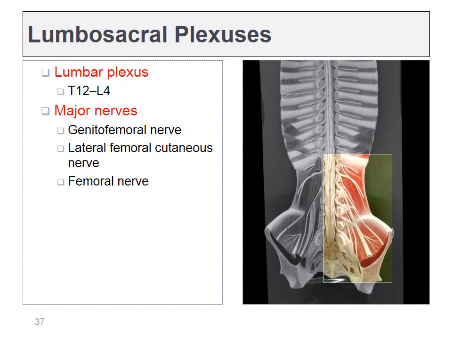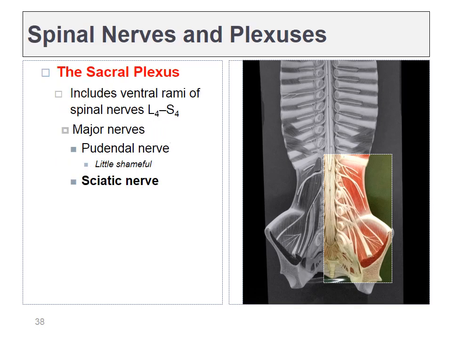Next up is the lumbosacral plexus. There are 2 major nerves that come off of this plexus. The most superior one is the femoral nerve. Down more inferiorly, the sciatic nerve comes off. The sciatic nerve travels all the way down the leg.